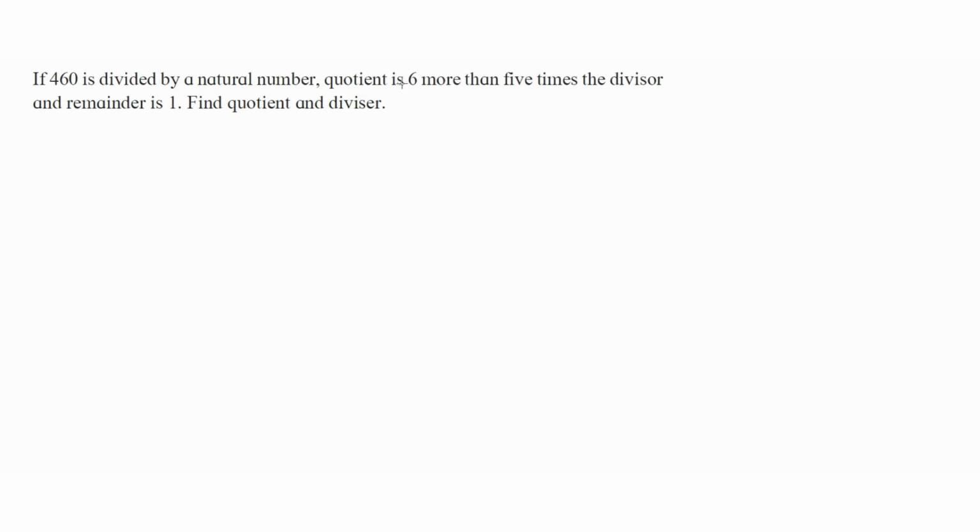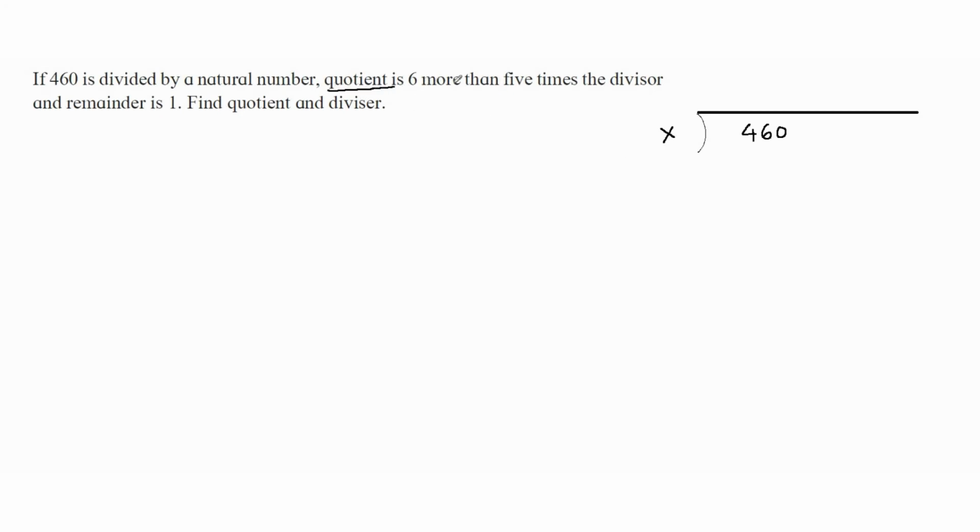If 460 is divided by a natural number, the quotient is 6 more than 5 times the divisor and the remainder is 1. So let's see what the condition is. There is a number which is 460. This 460 of course is my dividend. The number 460 is divided by a certain number. So let that number be x.